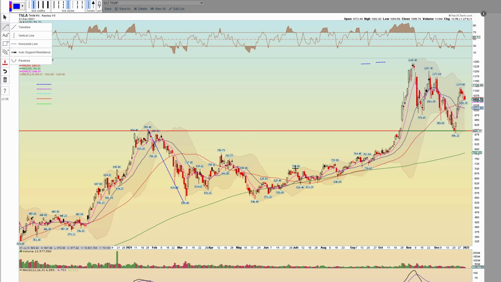But let's look at symmetry here. So first off, you can see, let's just use these pullbacks here. These little pullbacks. Notice how, in fact, this was a little symmetry break, so you formed a lower high. So let's use this. Notice how these pullbacks were roughly all symmetrical. So obviously you had a symmetry break on this big candle. Okay. So now we knew with high odds to look for a lower high, which we got.